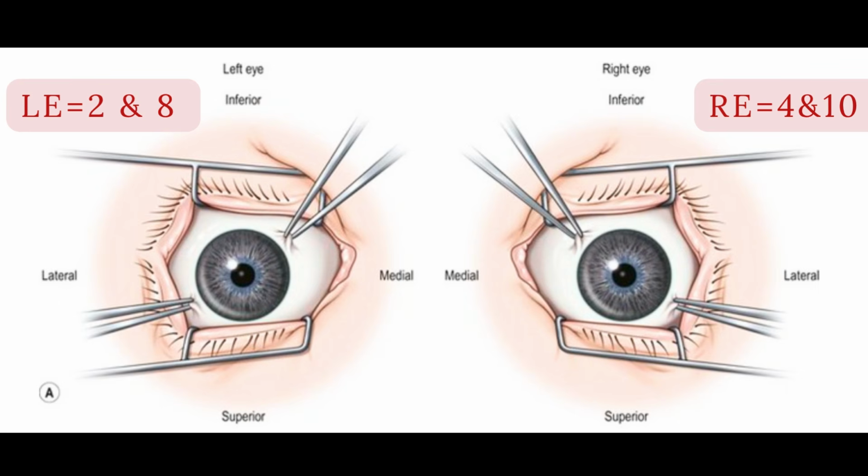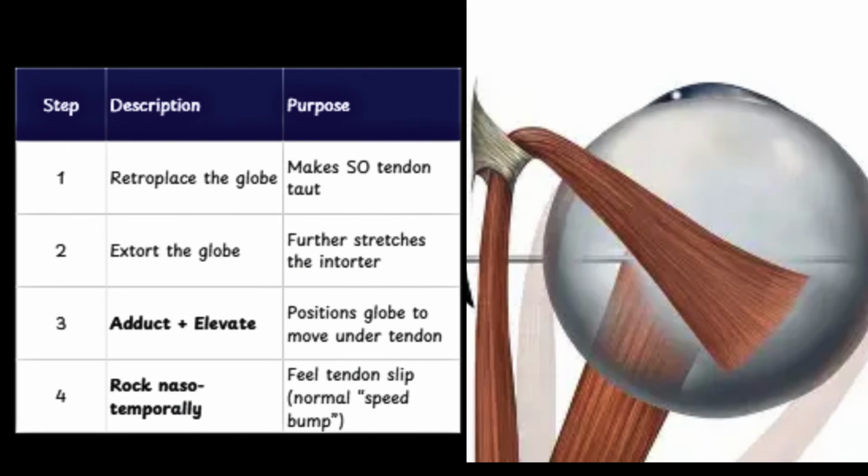Imagine you're sitting at the head end of the patient. The right eye of the patient is on your right and the left eye of the patient is on your left. When performing this test, for the right eye, you hold the globe at 4 o'clock and 10 o'clock positions using your fixation forceps. For the left eye, you hold it at 2 o'clock and 8 o'clock position. This grip will ensure that you are controlling the eye in the correct oblique meridian. And yes, the positioning will actually vary for the inferior oblique. It will be perpendicular to the positions mentioned for the superior oblique.